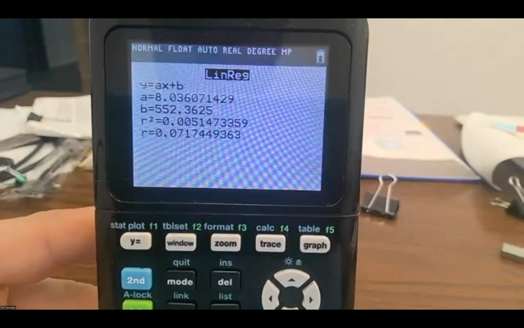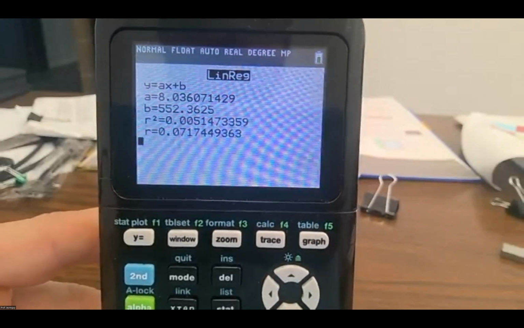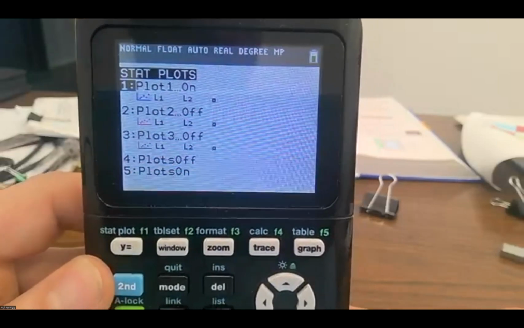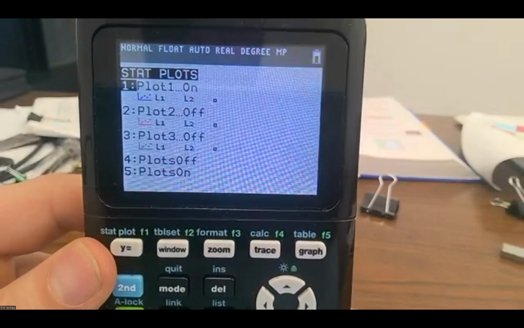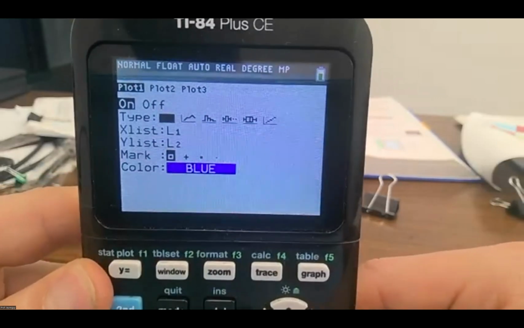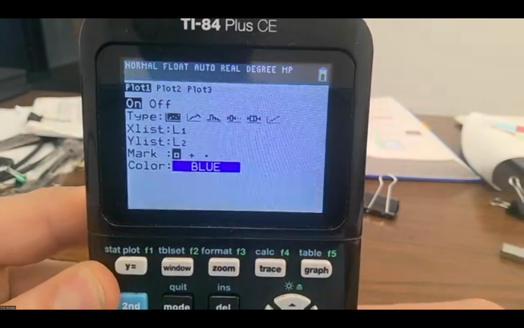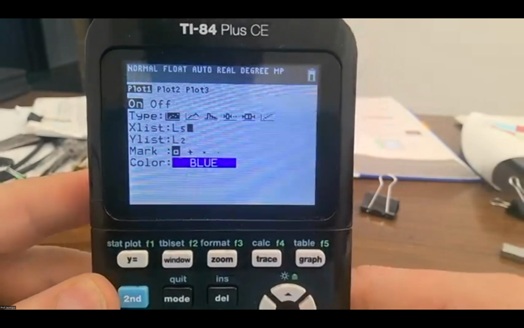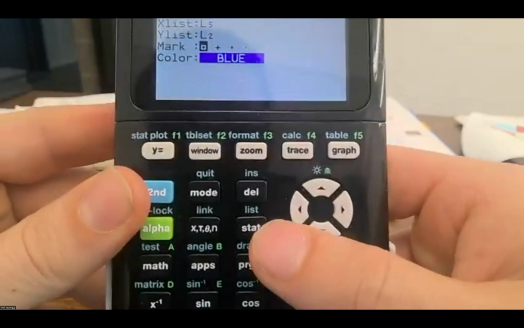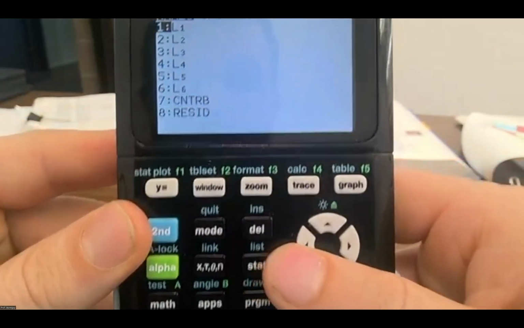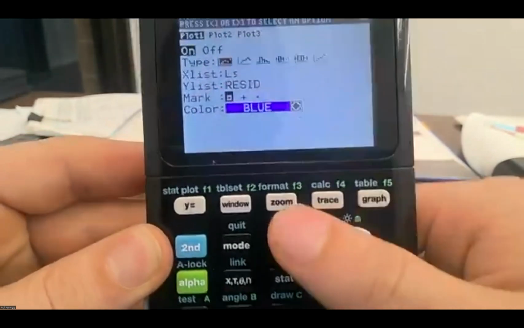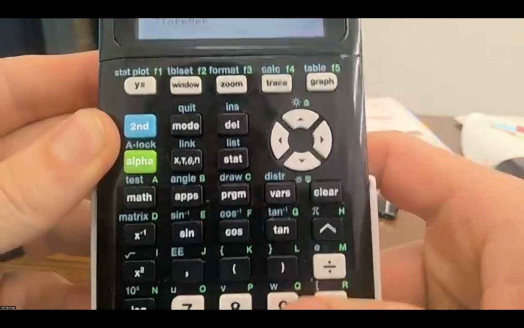There it is. We have an R value of 0.07, a very weak R value. So we can imagine what's about to happen. And then we start the steps that we have written down. Second, Y equals. Click on the first one and choose scatter plot. You put your X list, your explanatory variables, which is L5 in here. And when I'm on the Y list, we're going to go Second, Stat, and then you'll see that RESID button. Then from here, you're going to go Zoom 9.